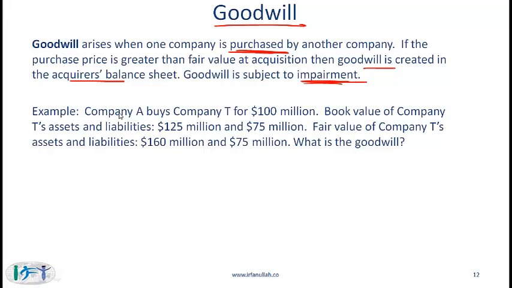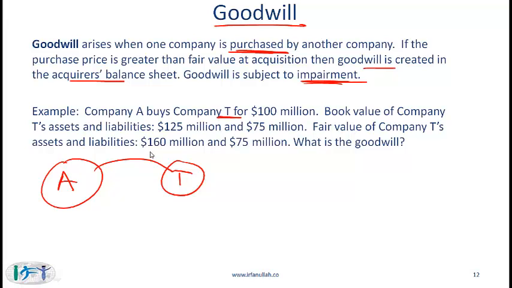Let us understand how goodwill is created. Let's say you have company A which buys company T, and this purchase takes place for 100 million. The book value of company T's assets and liabilities are 125 million and 75 million, which means that the net book value or equity is 50 million. However, the fair value of company T's assets and liabilities are 160 and 75 million.